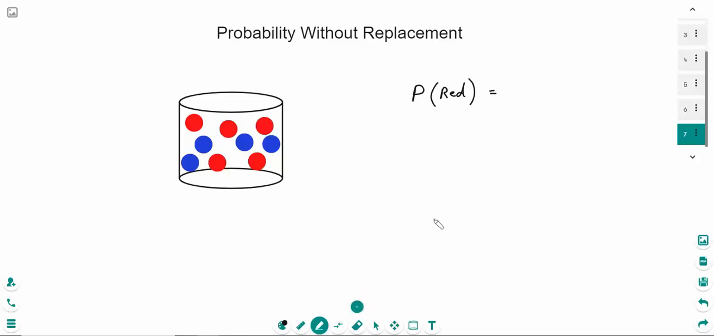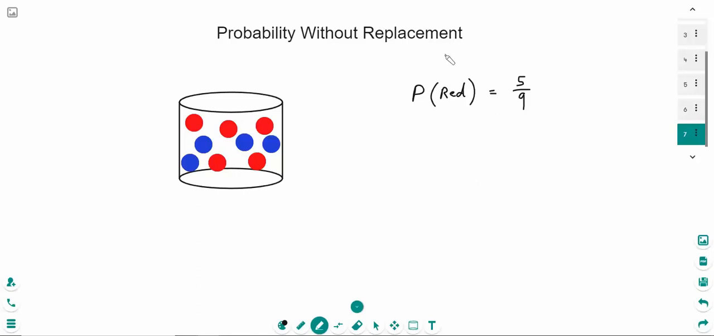Well, how many desired outcomes would satisfy this question? We have 5 red marbles in here, so we have 5 possible outcomes that we want. And then we have 4 blue, so we have 9 marbles altogether. So we have 5 desired outcomes out of the 9 total outcomes, because there are 9 marbles in here. So the probability is 5/9 that we will get a red.